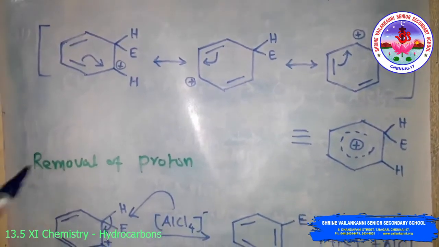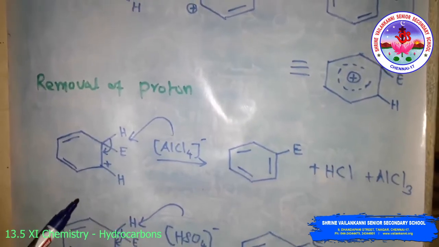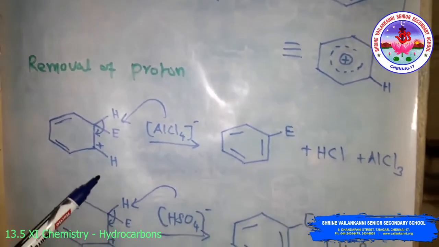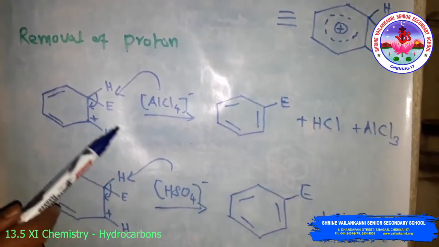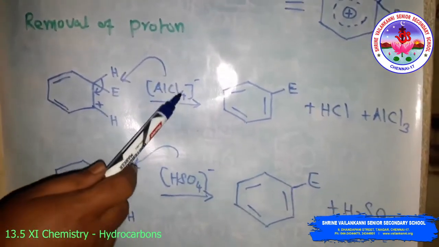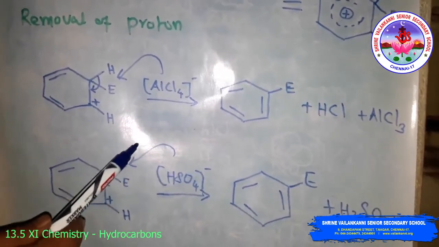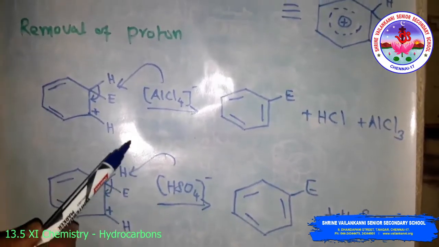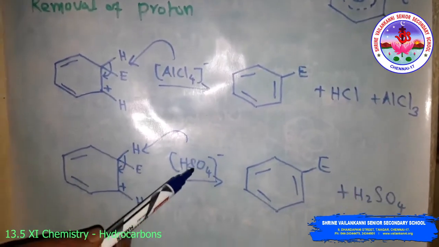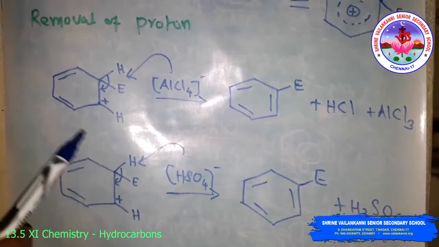Then the next step is the removal of the proton. The removal of the proton is to restore the aromatic character. The sigma complex releases the proton from the sp3 hybridized carbon, attacked by AlCl4- in the case of halogenation, alkylation and acylation, and by HSO4- in the case of nitration. Okay, well, this is the reason.